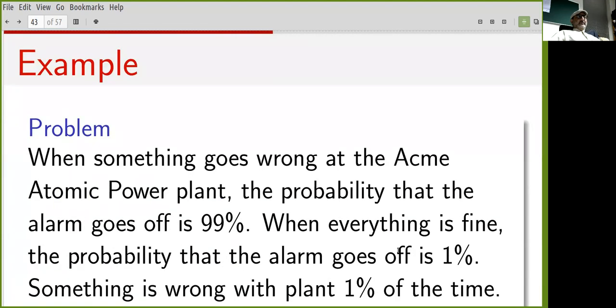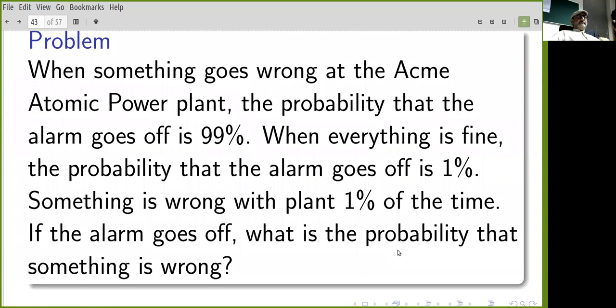Okay. Another example. We have the Acme atomic power plant. If something is wrong, then the alarm will go off 99% of the time. So the probability that the alarm goes off, given that something is wrong, is 99%. Even when everything is fine, the alarm goes off 1% of the time. So the probability that the alarm goes off given that everything is fine is 1%. The probability that something is wrong at any given time is 1%.